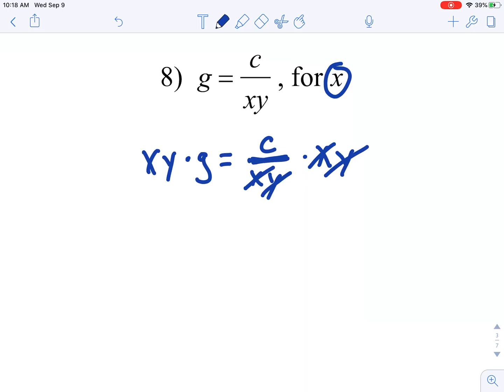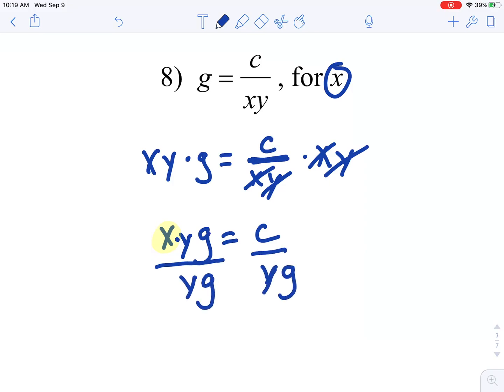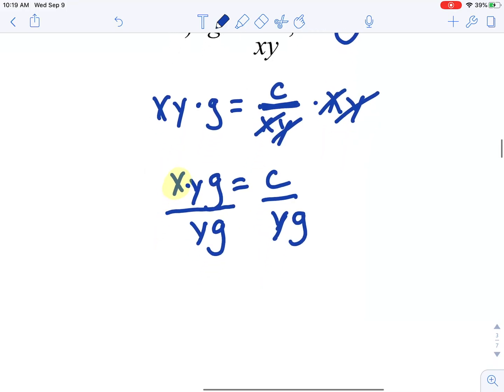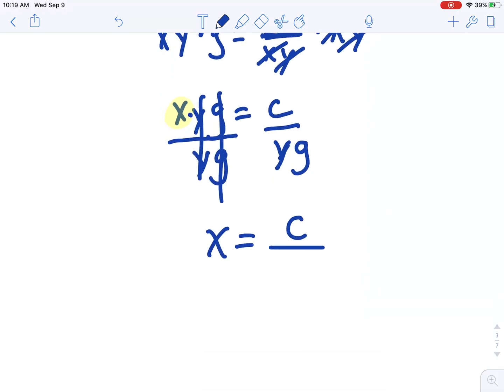So I get xyg equals c. You follow so far? xyg equals c. We want to solve for x. That means I want the y and the g to be gone. Well, if they're both multiplied by x, then I can cancel them by dividing. And of course, you do the same thing on both sides. So y divided by y, g divided by g, that cancels out. I get x equals c over yg.